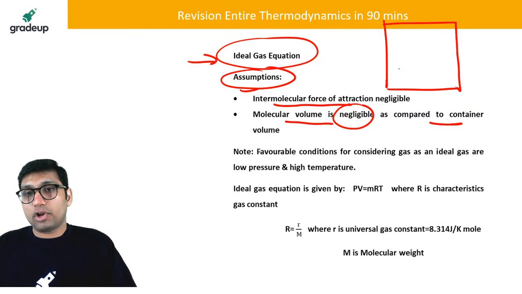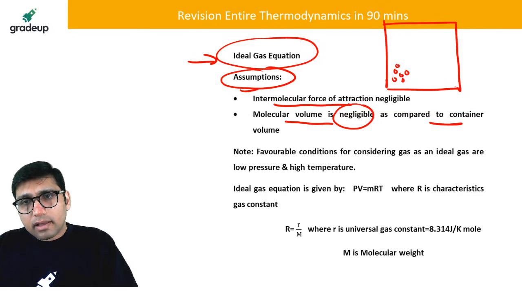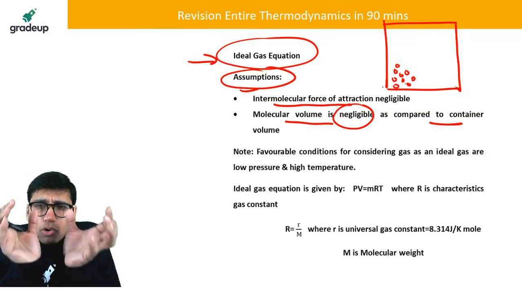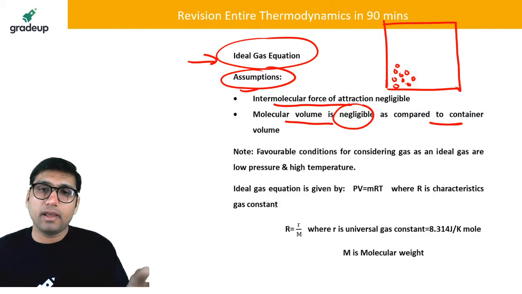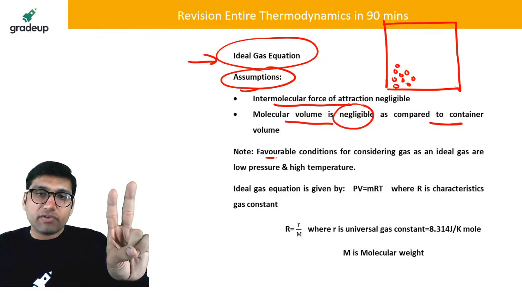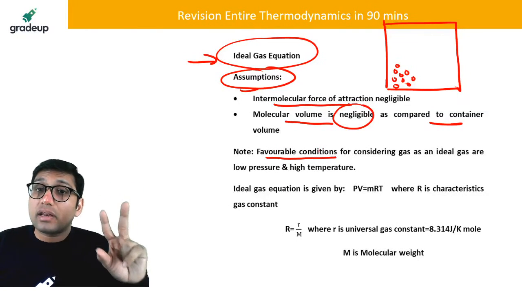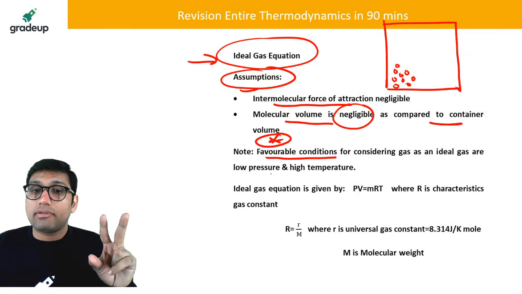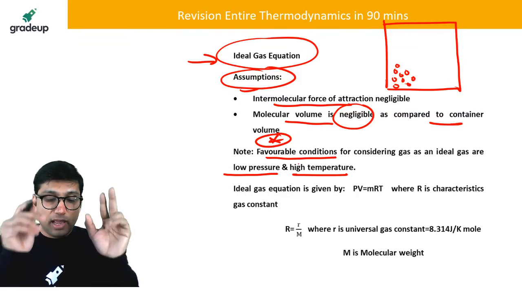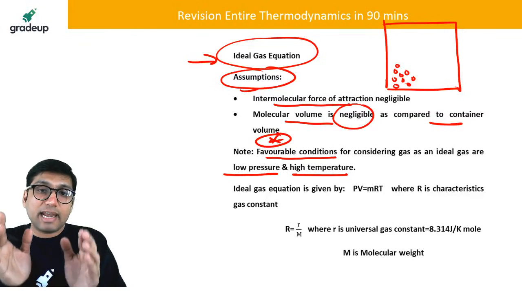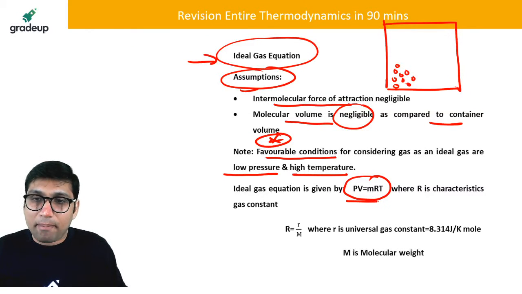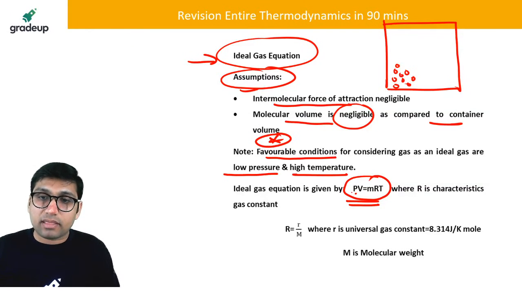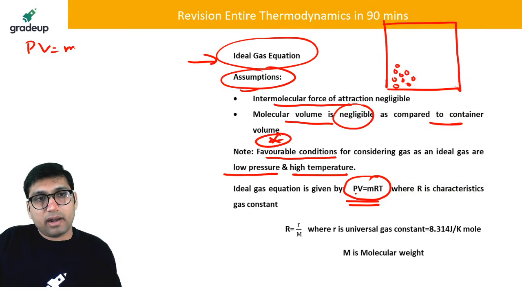For example, these are the gas molecules. The volume of the gas molecule should be so small that it is almost negligible as compared to the container in which the gases have been kept. Now there are two conditions which are favorable for a gas to be considered an ideal gas. These favorable conditions are low pressure and high temperature. If a gas has low pressure and high temperature, then it will be called an ideal gas. The ideal gas equation is given by PV = mRT, where P is called the absolute pressure.